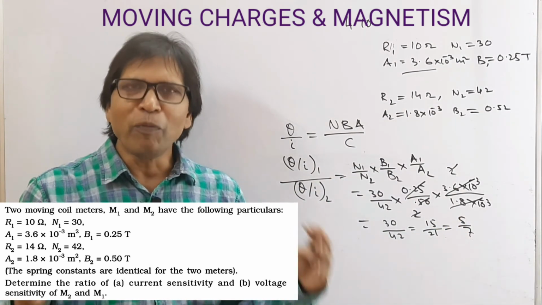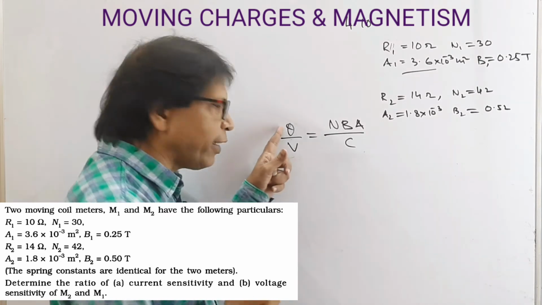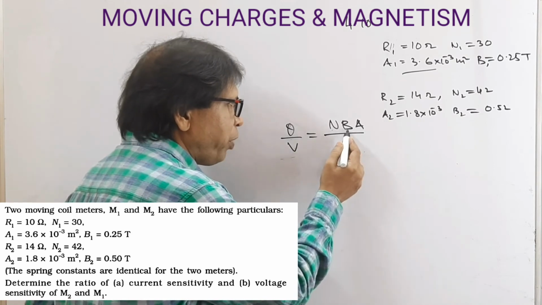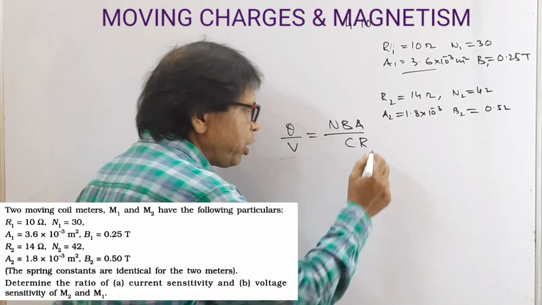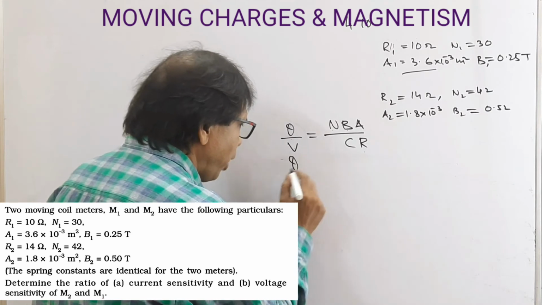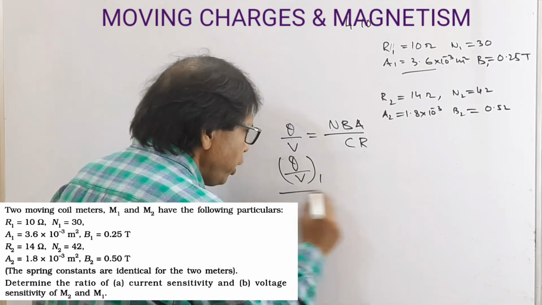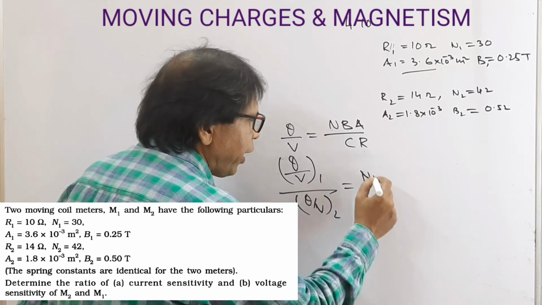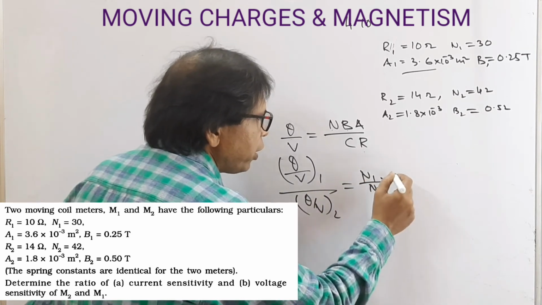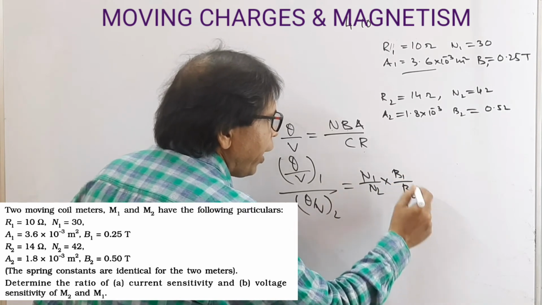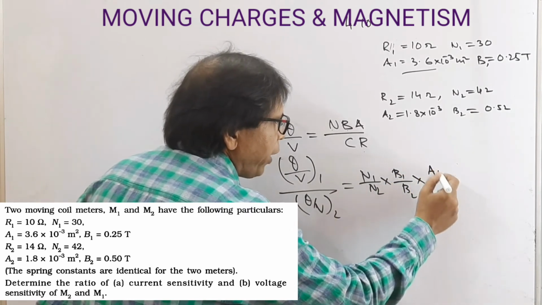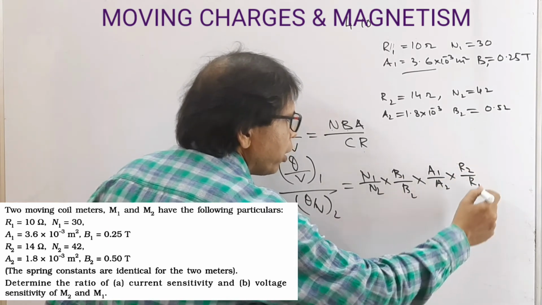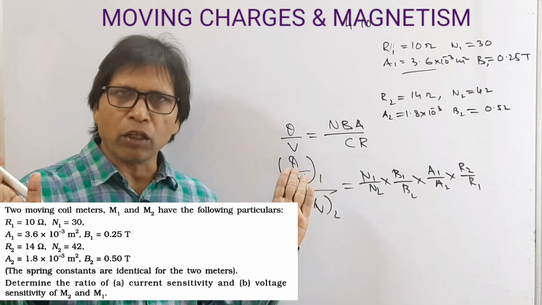Now voltage sensitivity. The voltage sensitivity θ/V equals NBA divided by C into R. Now θ/V of the first to θ/V of the second is N1 by N2 into B1 by B2 into A1 by A2, and finally R2 by R1. Both have the same torsional constant.